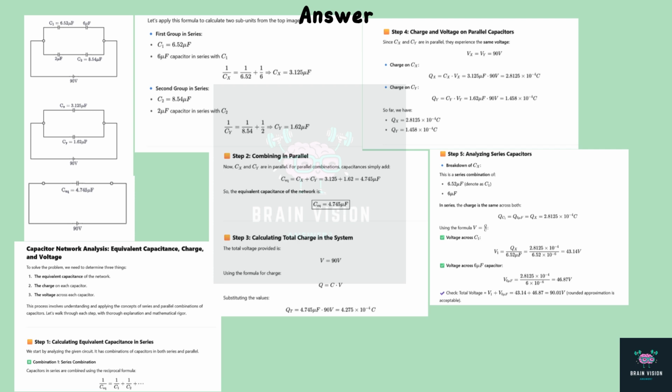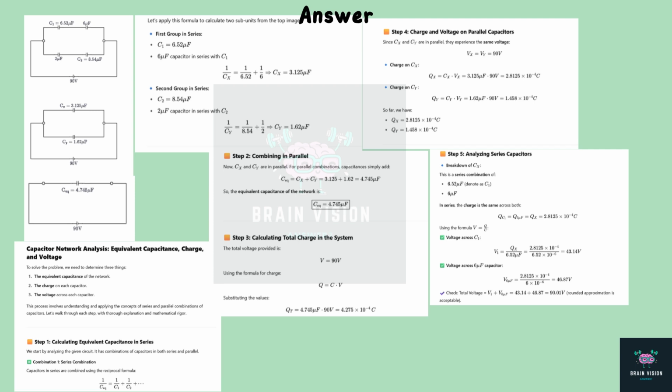Step 2. Combining in parallel. Now, Cx and Cy are in parallel. For parallel combinations, capacitances simply add. C_eq equals Cx plus Cy equals 3.125 plus 1.62 equals 4.745. So the equivalent capacitance of the network is C_eq equals 4.745 µF.